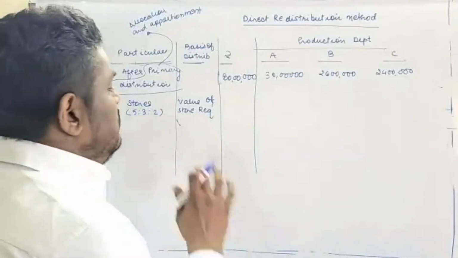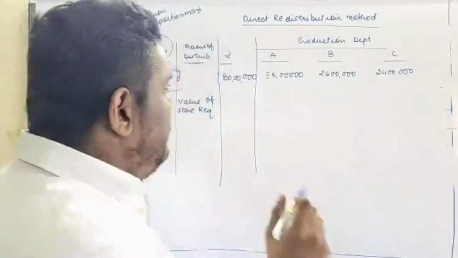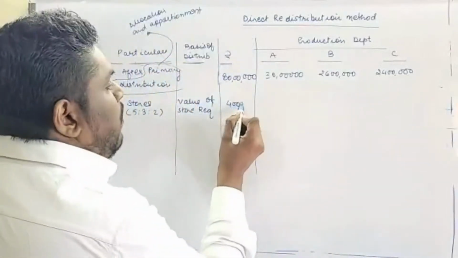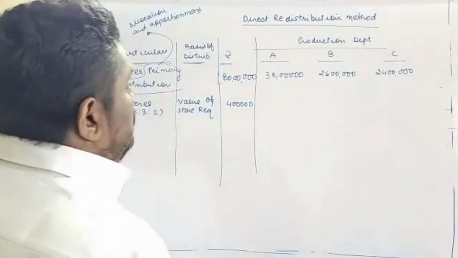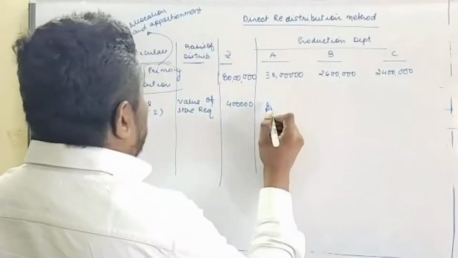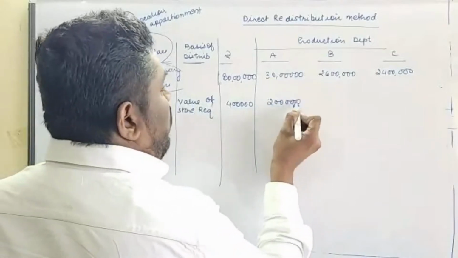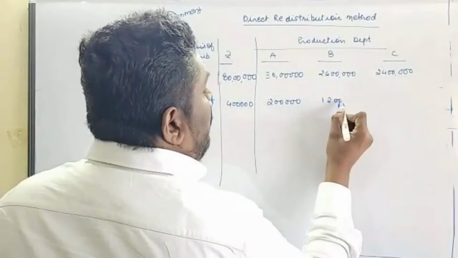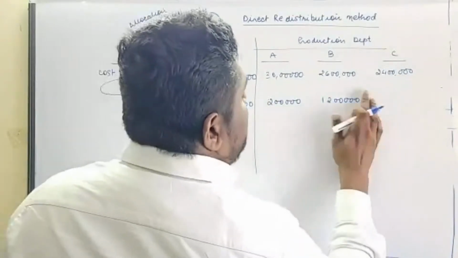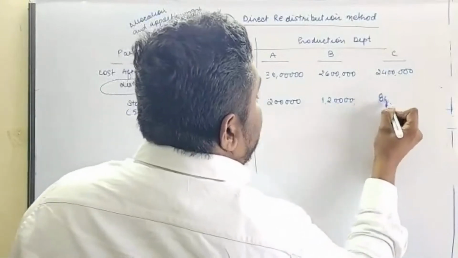The ratio will be 5:3:2. So the total overheads that are given are 4 lakh. So this will be 2 lakh, 1,20,000, and 80,000.